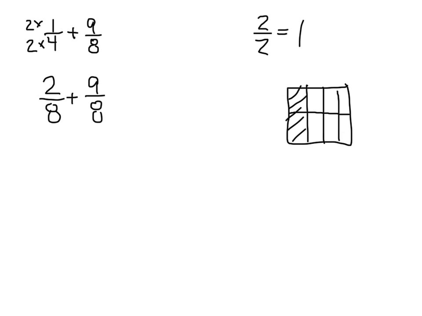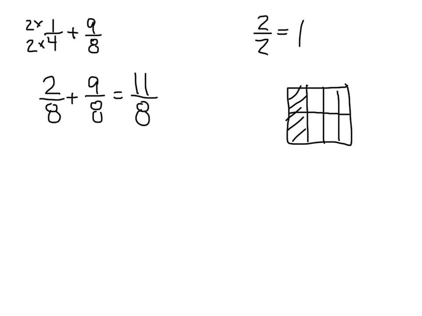So anyway, I'm back here at this part of the problem, and I just need to add the 2 plus the 9, and that gives me 11. And then my 8 stays the same. That's my units, my denominator, the thing that names what I'm counting.